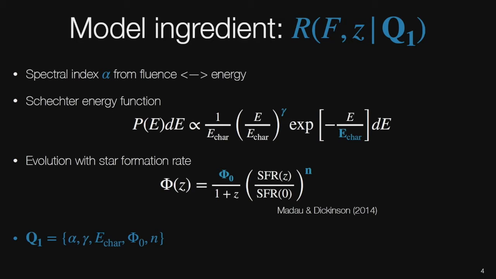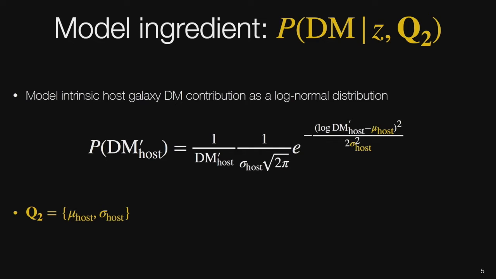And the free parameters in the second main ingredient to this model come from the modeling for the host DM distribution, which we model as a log normal distribution, and that's parameterized by these two values, mu and sigma, right over here.